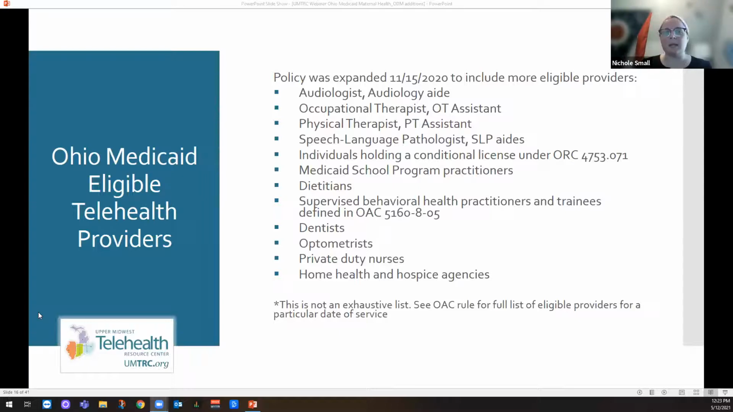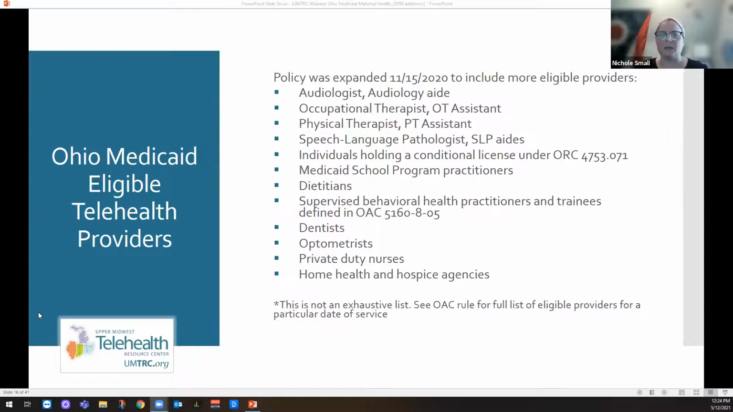So the policy that we expanded in November included more providers. Similar to Medicare, we added audiologists, occupational therapists, a lot of those skilled therapies. Also in Ohio, there are occupational therapy assistants and practitioners that work under that supervisor-level licensed individual. So we allow not only the occupational therapist but the assistants that work with them to provide a telehealth service.